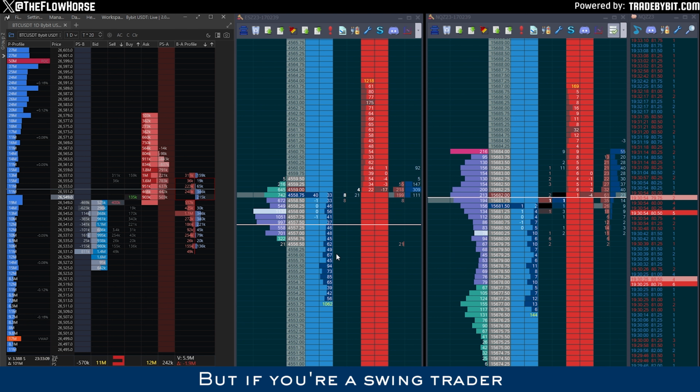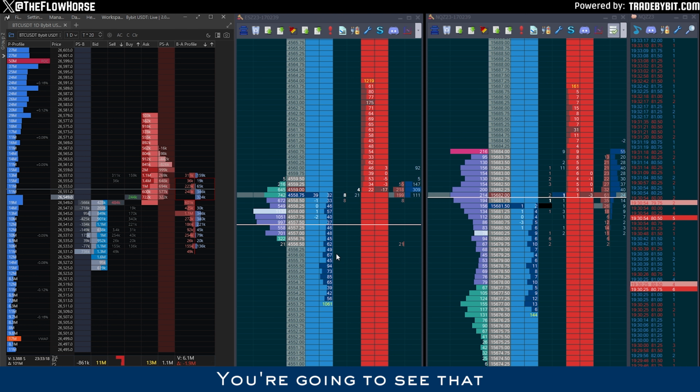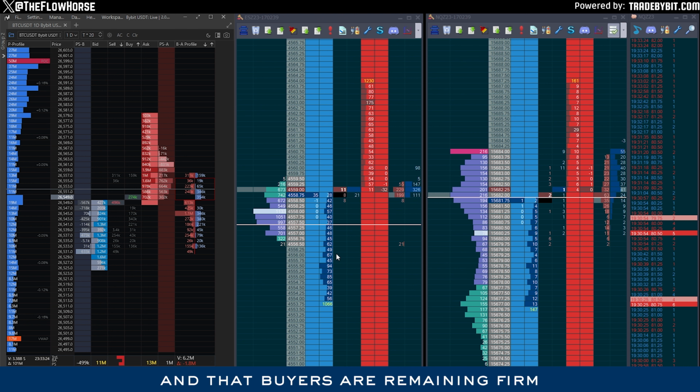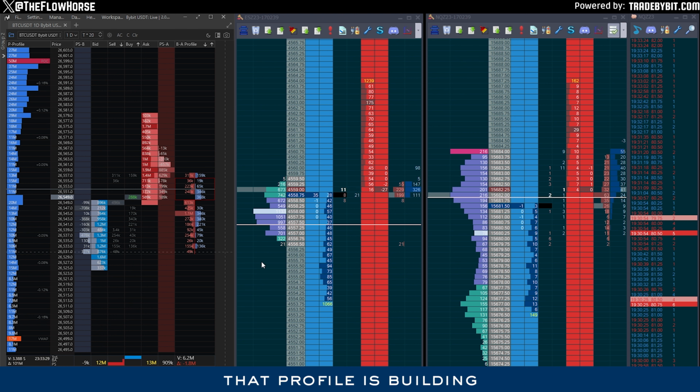But if you're a swing trader and you're looking at the DOM over a period of time, you're going to see the same kind of signs you would want to see if you were just trading support and resistance, right? You're going to see that buyers have been aggressive through a level, or that sellers have tried to be aggressive through a level, and that buyers are remaining firm, and that level is absorbing that activity. And over time, that profile is building. It's going to be more applicable to an intraday trader.